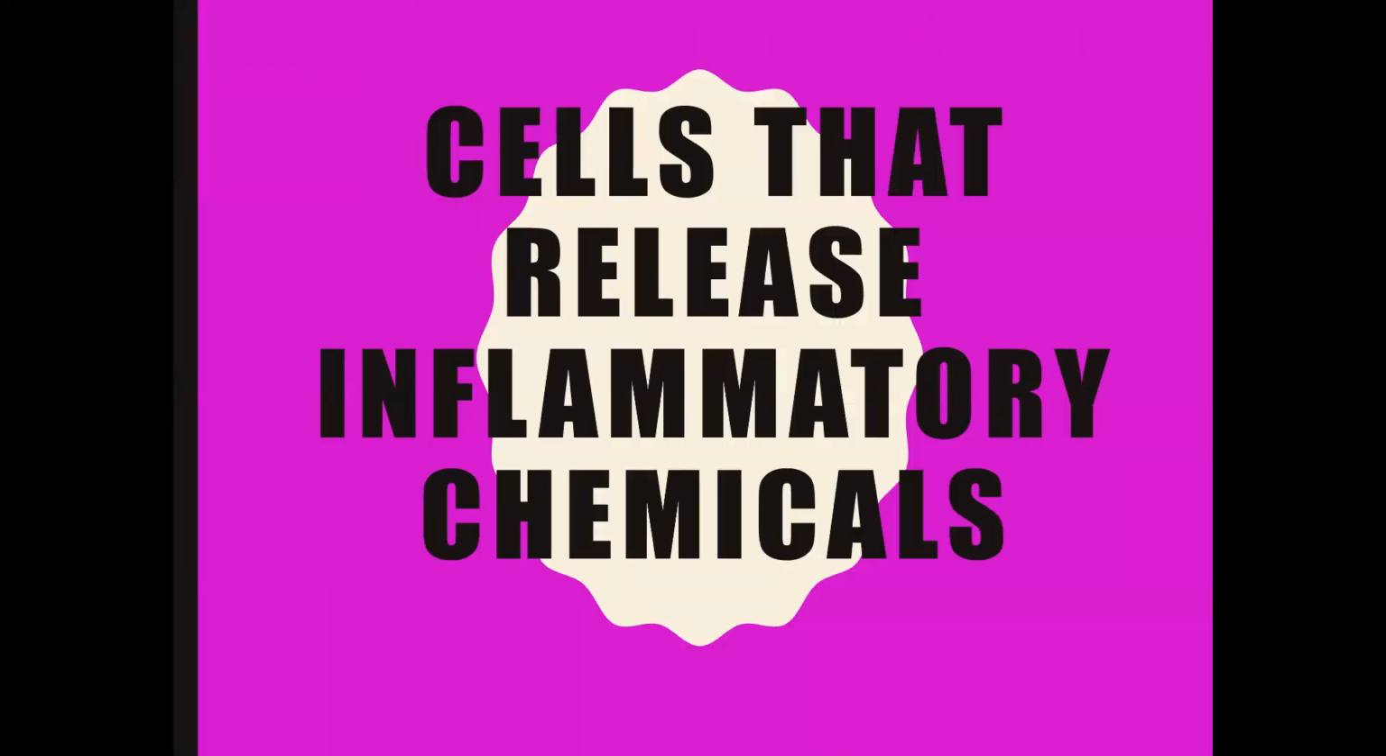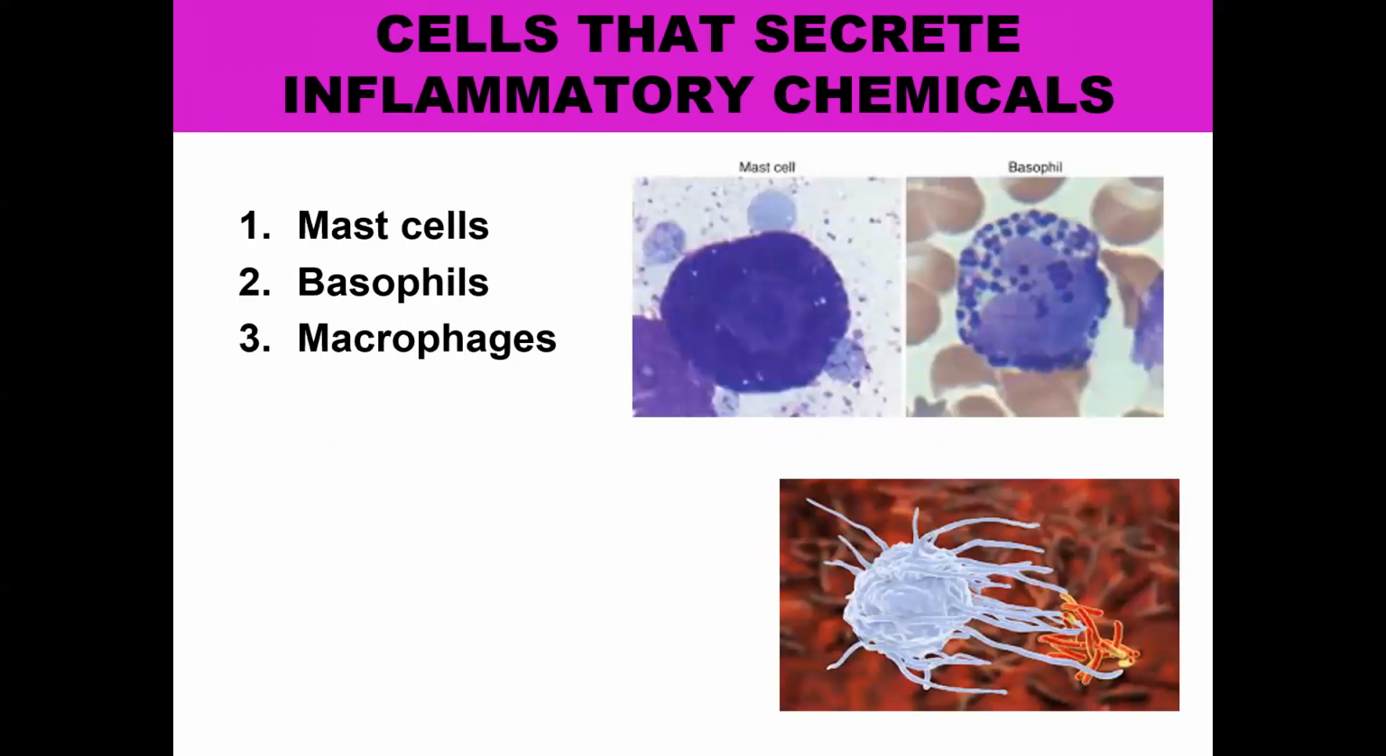So let's look at some cells that release inflammatory chemicals. And these are going to be your mast cells, your basophils, and your macrophages. So we have met basophils before. These are a white blood cell. A mast cell is very similar to a basophil, where the basophil stays in the blood and the mast cell moves into the tissues, specifically the connective tissues. This is a macrophage. I hope you recognize it by now with its long arms that go out and grab stuff and help it phagocytize.